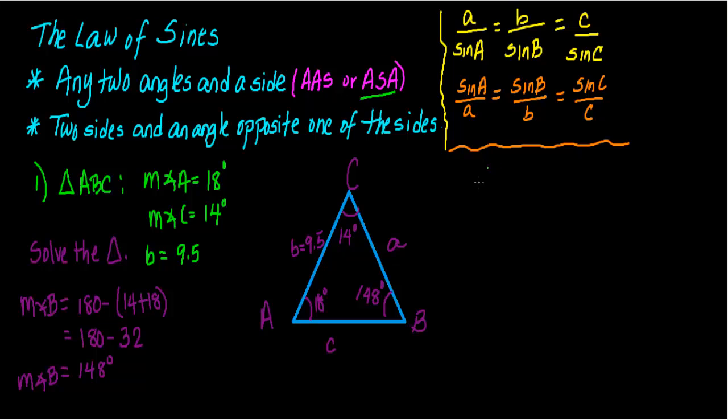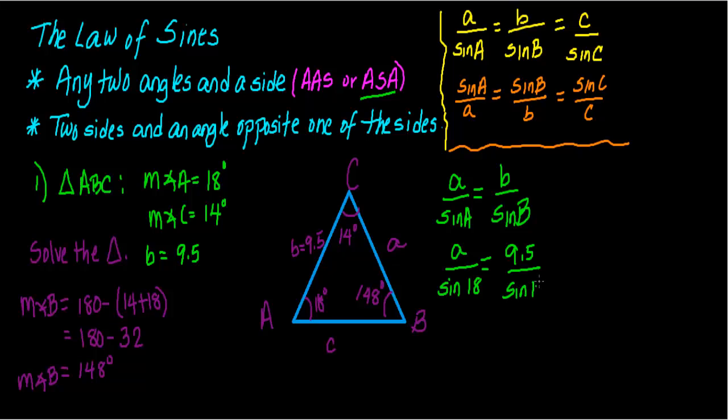Let's start with side A. I'm going to say that A over sine of angle A is equal to what? I'm going to set this equal to something where I have both values. And the only one here is B. I have both angle B and side B. So that's the one I'm going to use. B over sine of B. Okay? And let's fill in our information. A over sine of angle A would be the sine of 18 degrees, equal to B, which is 9.5, over sine of angle B, which would be sine of 148.